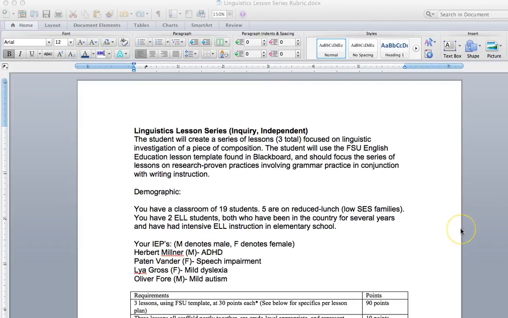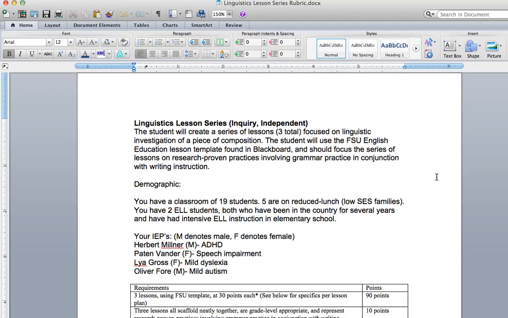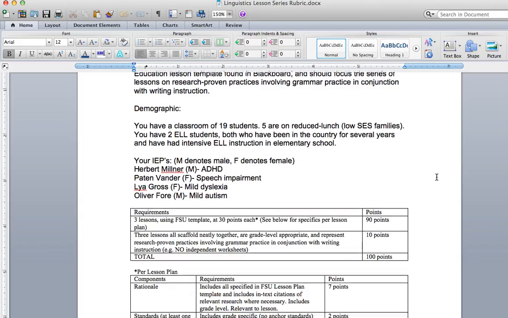You have 2 ELL students, both of whom have been in the country for several years and have had intensive ELL instruction in elementary school. That means that they have conversational English and are doing all right with what you've got in your grade level, but keep in mind that they are coming from families where English is not their first language. Particularly for grammar, this is important.